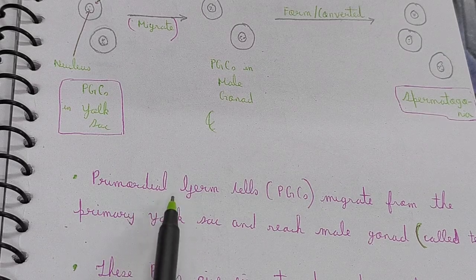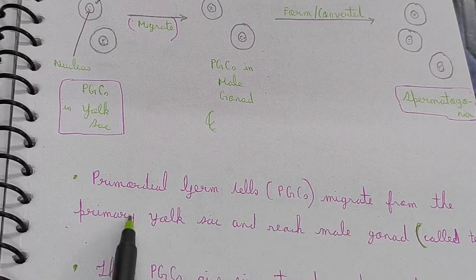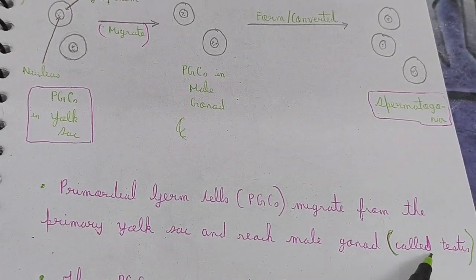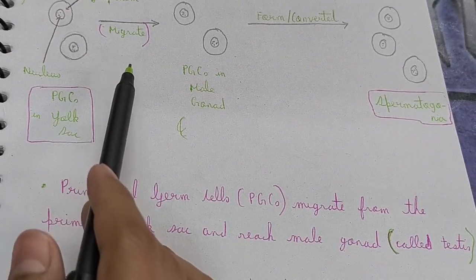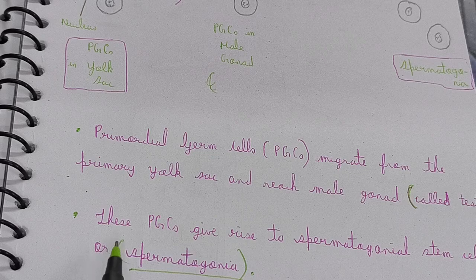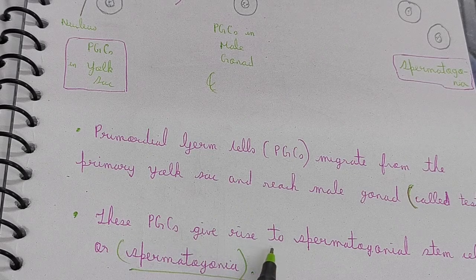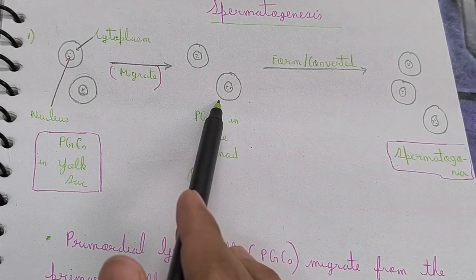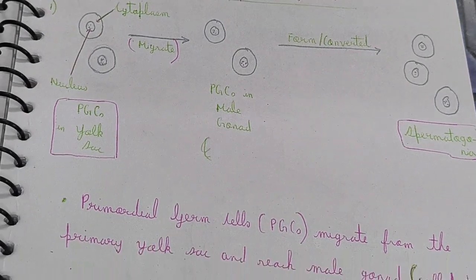So here the primordial germ cells migrate from the primary yolk sac and they reach the male gonad, and the name of the male gonad is testis. So this is the first point. And the second point is that these primordial germ cells give rise to spermatogonial stem cells or spermatogonia. See, here spermatogonia form from these primordial germ cells.